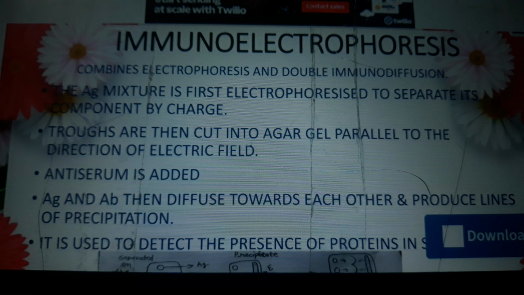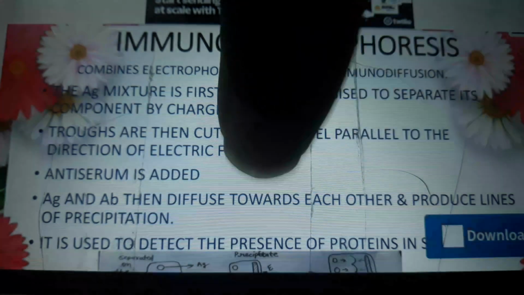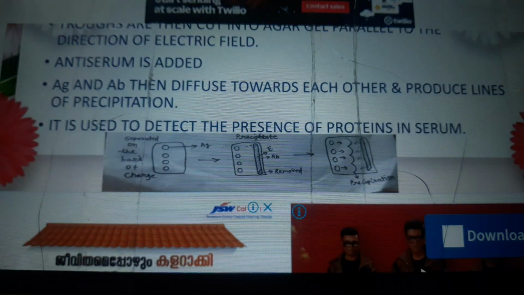The AG mixture is first electrophoresed to separate its components by charge. Troughs are then cut into the agar gel parallel to the direction of the electric field. Antiserum is added. AG and AB then diffuse towards each other and produce lines of precipitation. It is used to detect the presence of proteins in serum.